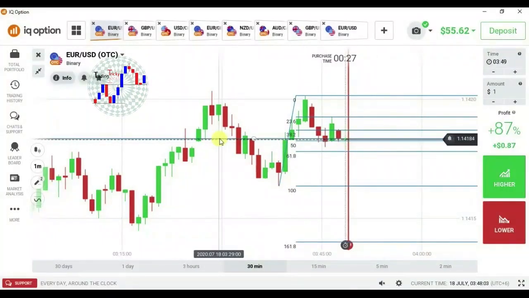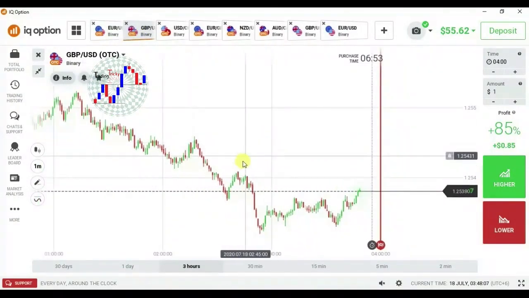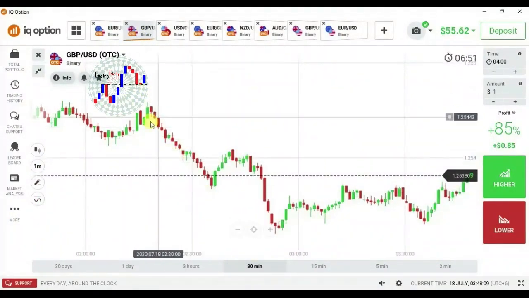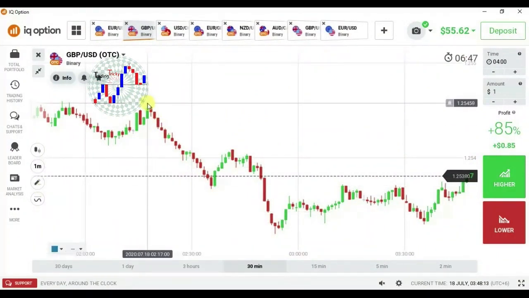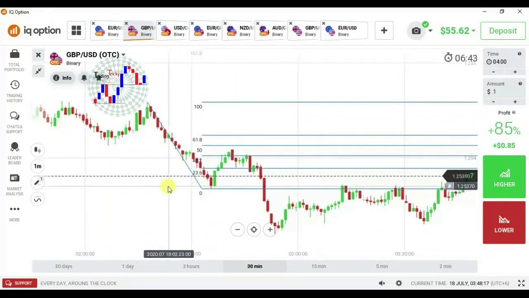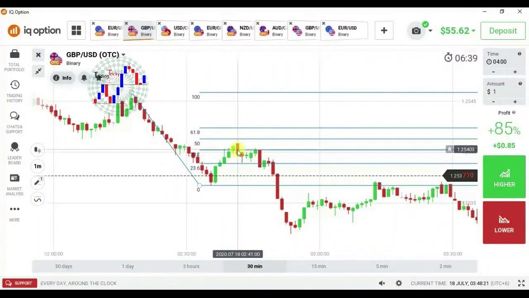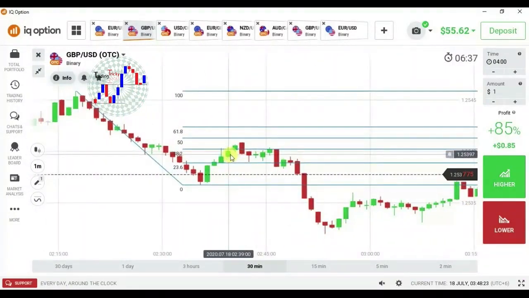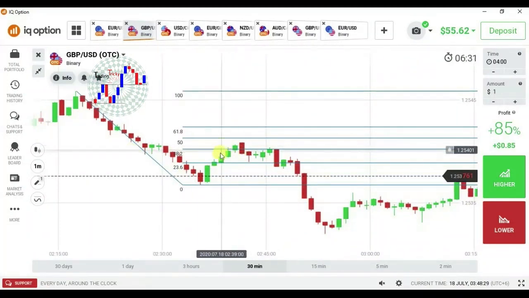Okay, so let's check another pair if we have something. Okay, let's draw a level here. This is a high price and this is a low. Now here we can see this is a 38 number and it has been respected. How do we know? This is a round number. As you can see, 400 got rejected.